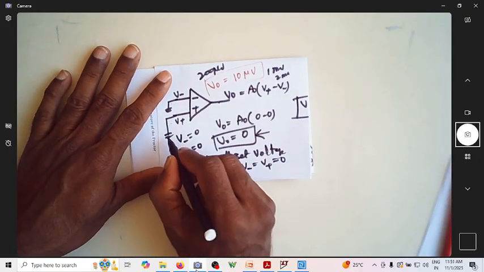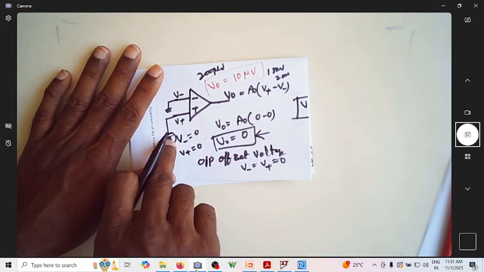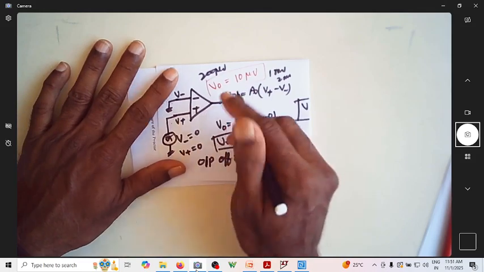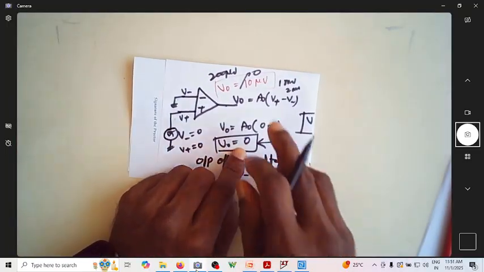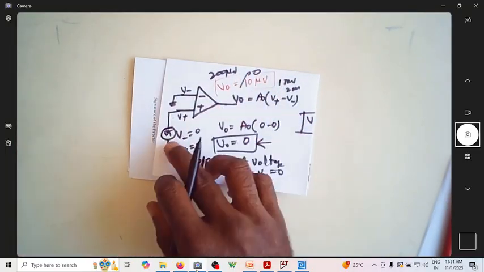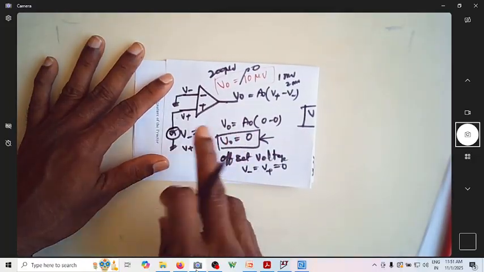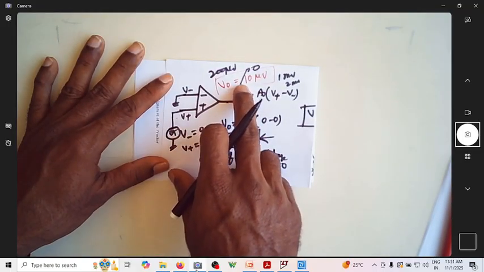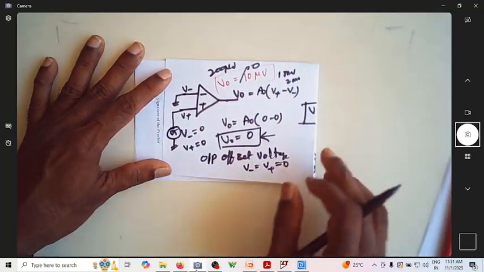So now I will apply some input voltage, either at the non-inverting terminal or at the inverting terminal, so that this non-zero output voltage tends to become 0 volt, because I want to get 0. What voltage you apply to make the output voltage 0 is nothing but the input offset voltage. Let me again clarify.